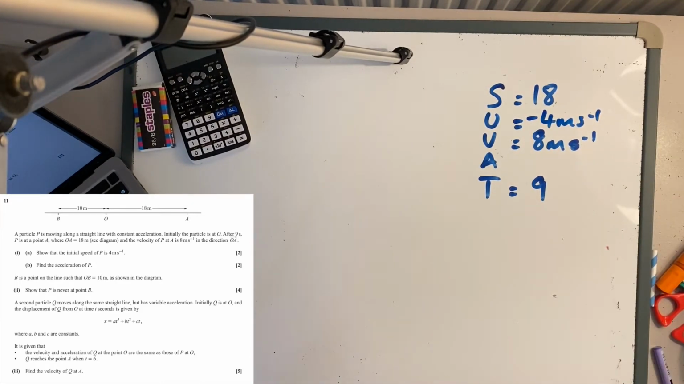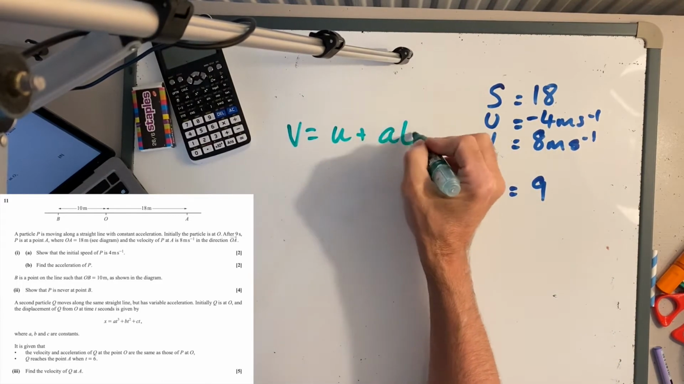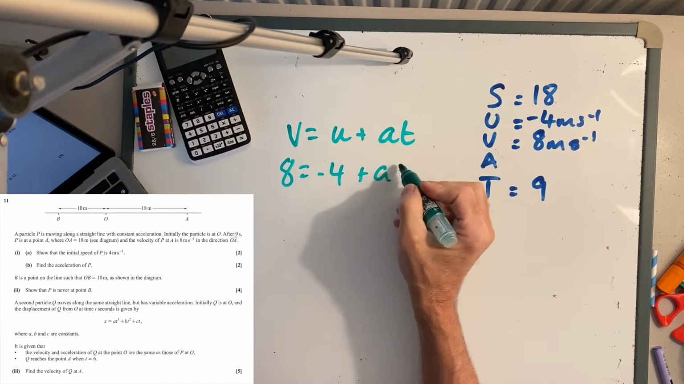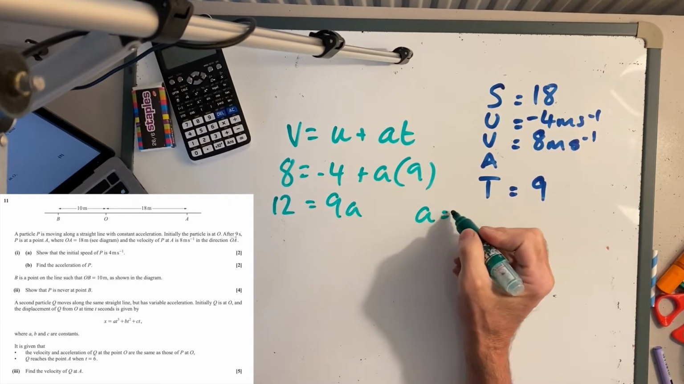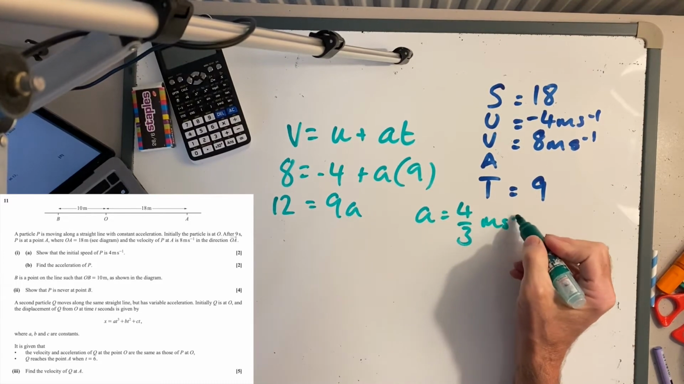Now we need to find the acceleration. We've got the initial velocity as well now. So the acceleration, V equals U plus AT. So 8 equals negative 4 plus A times 9. So add 4 to both sides. 12 equals 9A, so A equals 12 over 9, which is 4 over 3 meters per second squared.